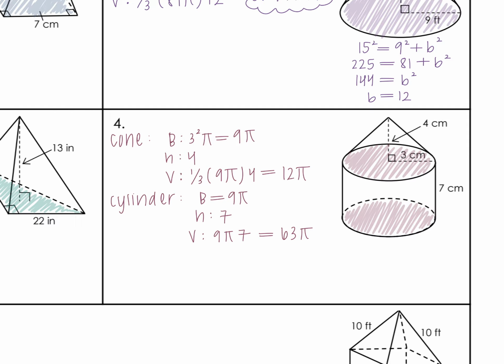So to find the volume of this composite figure, we are just going to add these two together. We'll get the 12 pi plus 63 pi, which is going to give me 75 pi. We'll have our centimeters cubed.